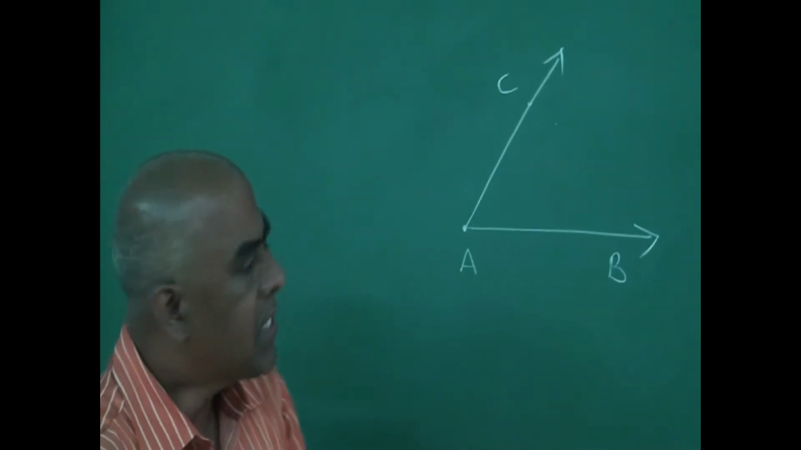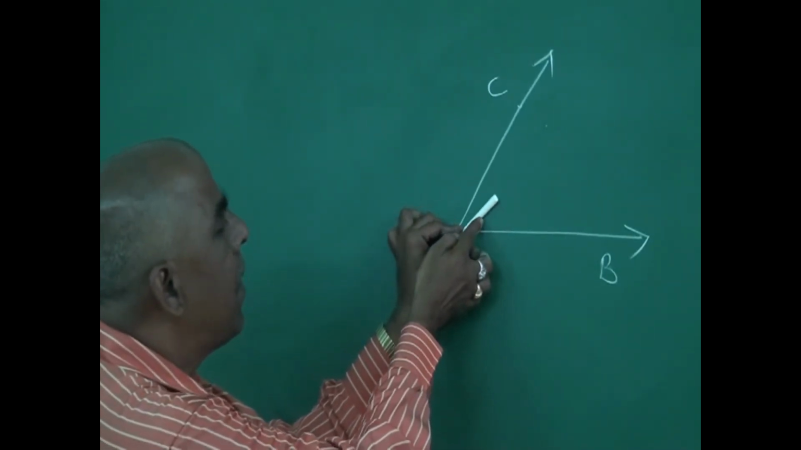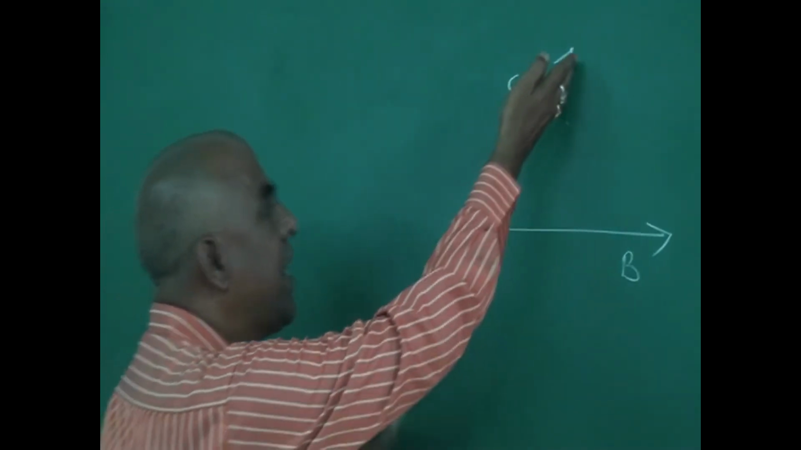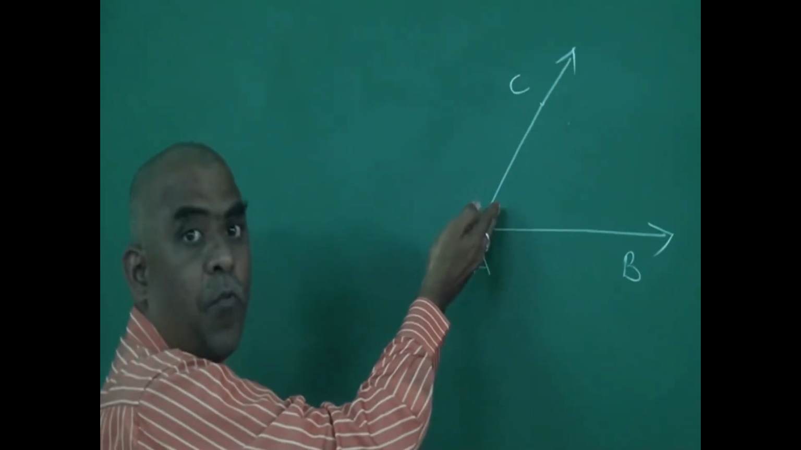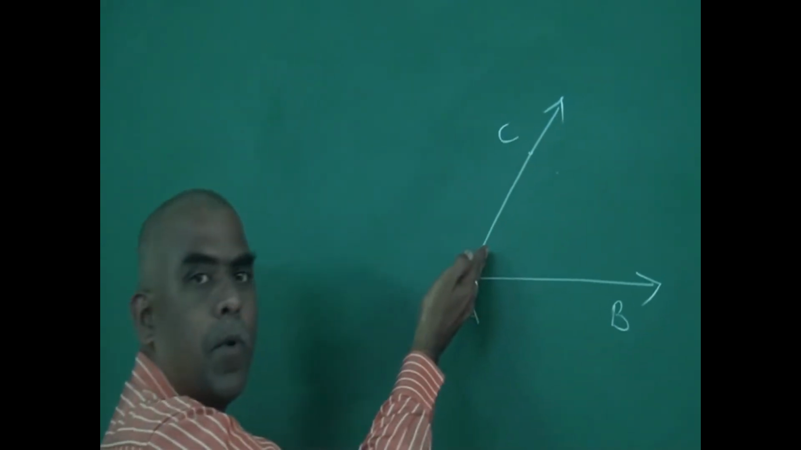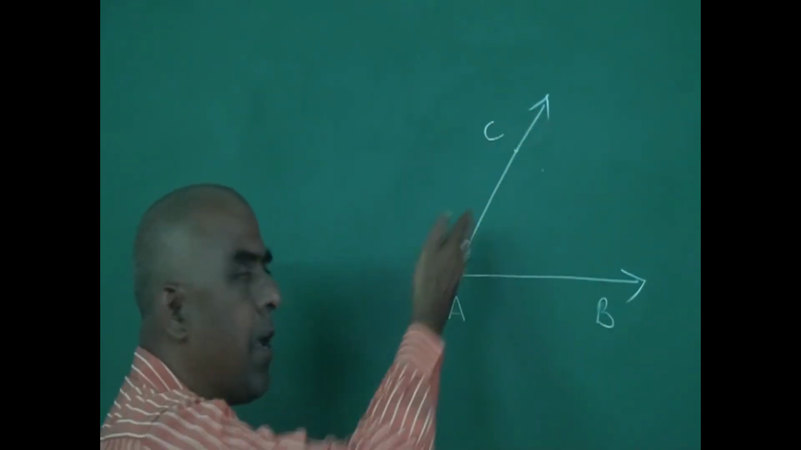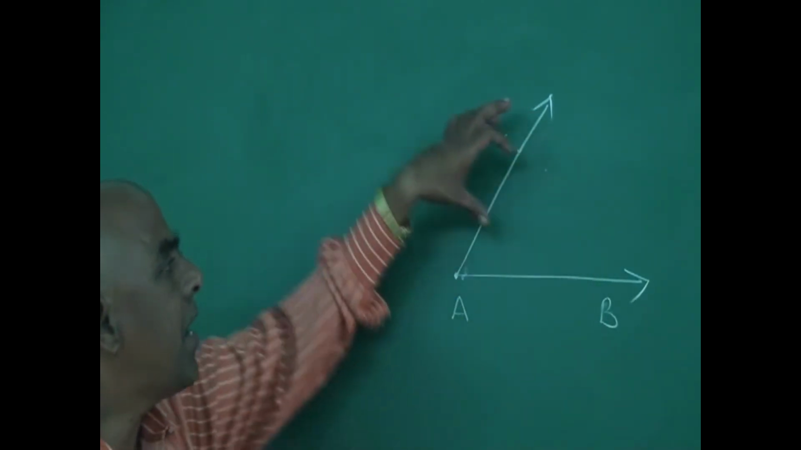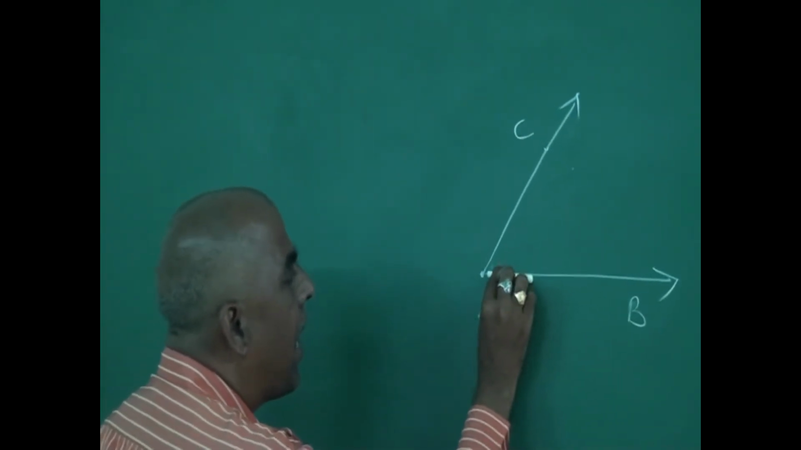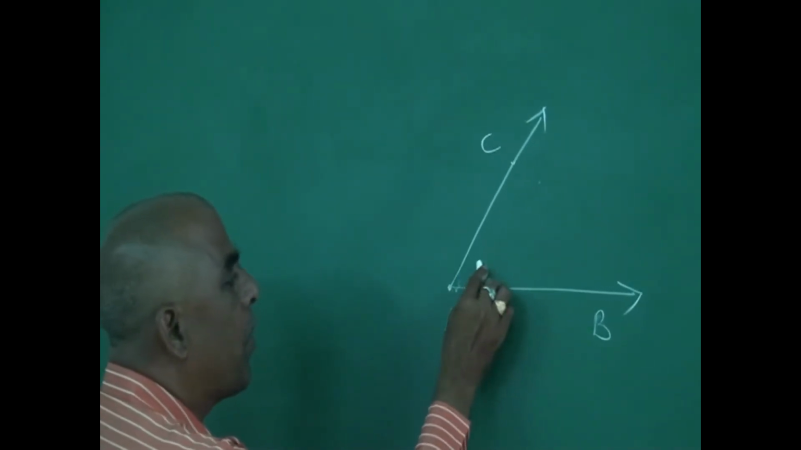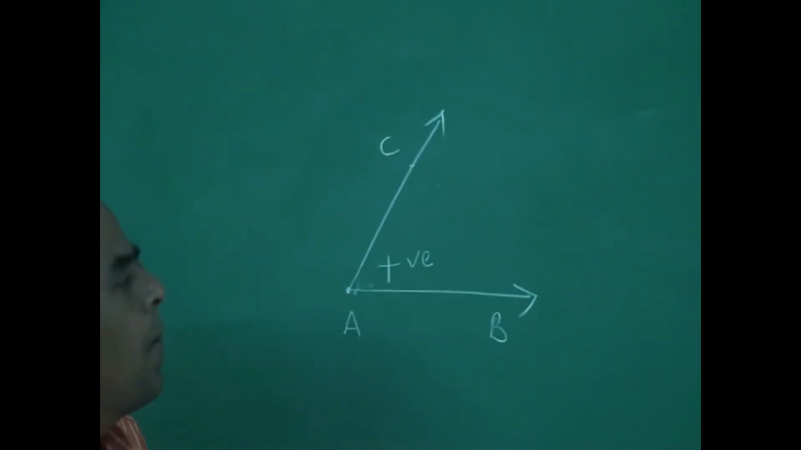Generally, ray AB is said to be the initial ray. It rotates in an anti-clockwise direction, and where it stops, it is called the final ray, also called the final arm or terminal side. This is called the initial side or initial arm, and this is the final side, final arm, terminal side or terminal arm. If the ray rotates in an anti-clockwise direction, it always forms a positive angle.